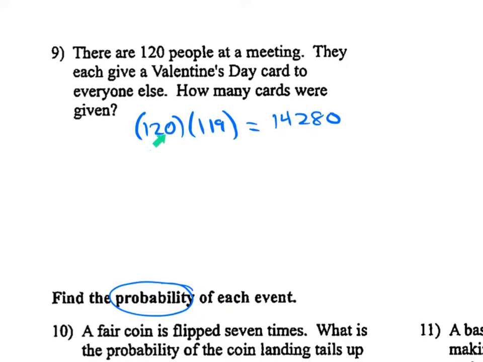Well, since there's 120 people, each of those 120 people will give out 119 cards because they give a card to everyone else. And of course, they would not give a card to themselves. So 120 people times 119 cards is 14,280 cards that were given.